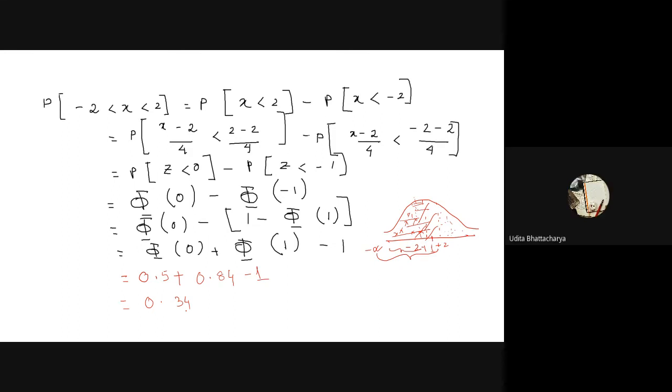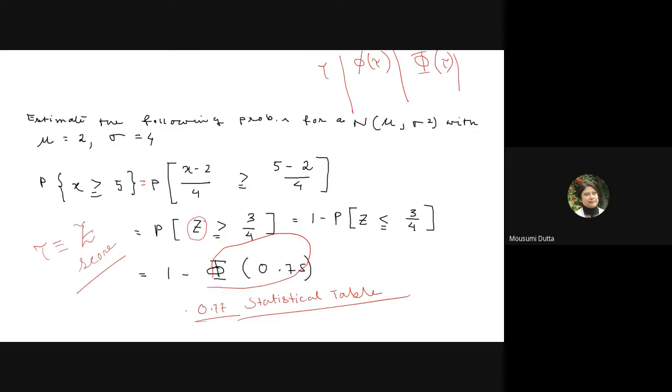Can you show the page where the sum is written again? I didn't get you. Ma'am, can you show this one? Yes.